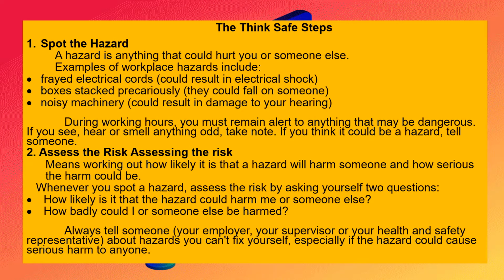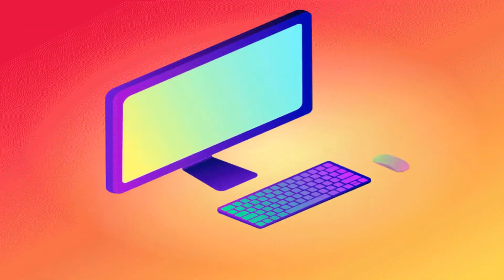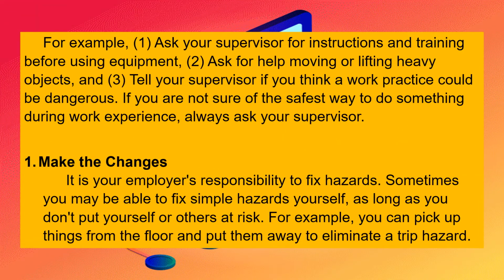So always tell someone, your employer, your supervisor, or your health and safety representative, about hazards you can't fix yourself, especially if the hazard could cause serious harm to anyone. For example, first, ask your supervisor for instructions and training before using equipment. Second, ask for help moving or lifting heavy objects. And third, tell your supervisor if you think a work practice could be dangerous. If you are not sure of the safest way to do something during work experience, always ask your supervisor.